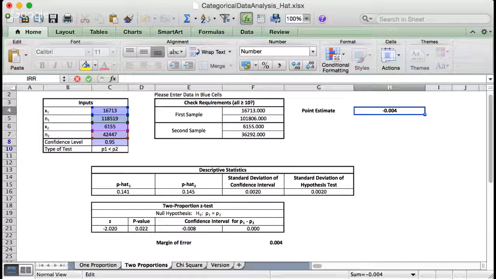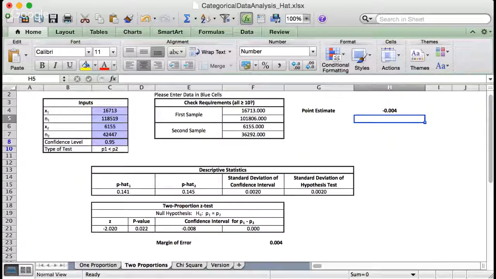And then the point estimate, you do the top. So P1, which is x1 divided by n1, minus the same thing, x2 divided by n2. So did you get a negative 0.0039 or negative 0.004? That sound right? I got negative 0.004. Yeah, mine rounds up to 4, so that's perfect. So it should work every time.